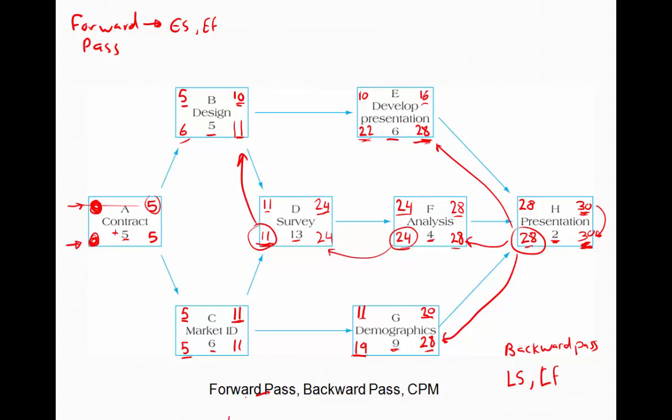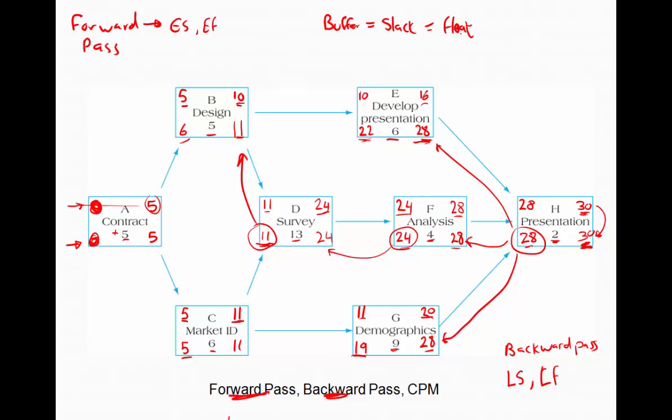So now we've successfully conducted the forward pass and a backward pass. Now we need to determine what our critical path is. And in order for us to do so, we need to determine the float or the slack or the buffer time for each activity. So there are three different terms that you might come across, and they all mean the same thing. Buffer means the same thing as slack, and also means the same thing as float. You might see any of these three terms in different textbooks or different articles, but they all mean the same thing.